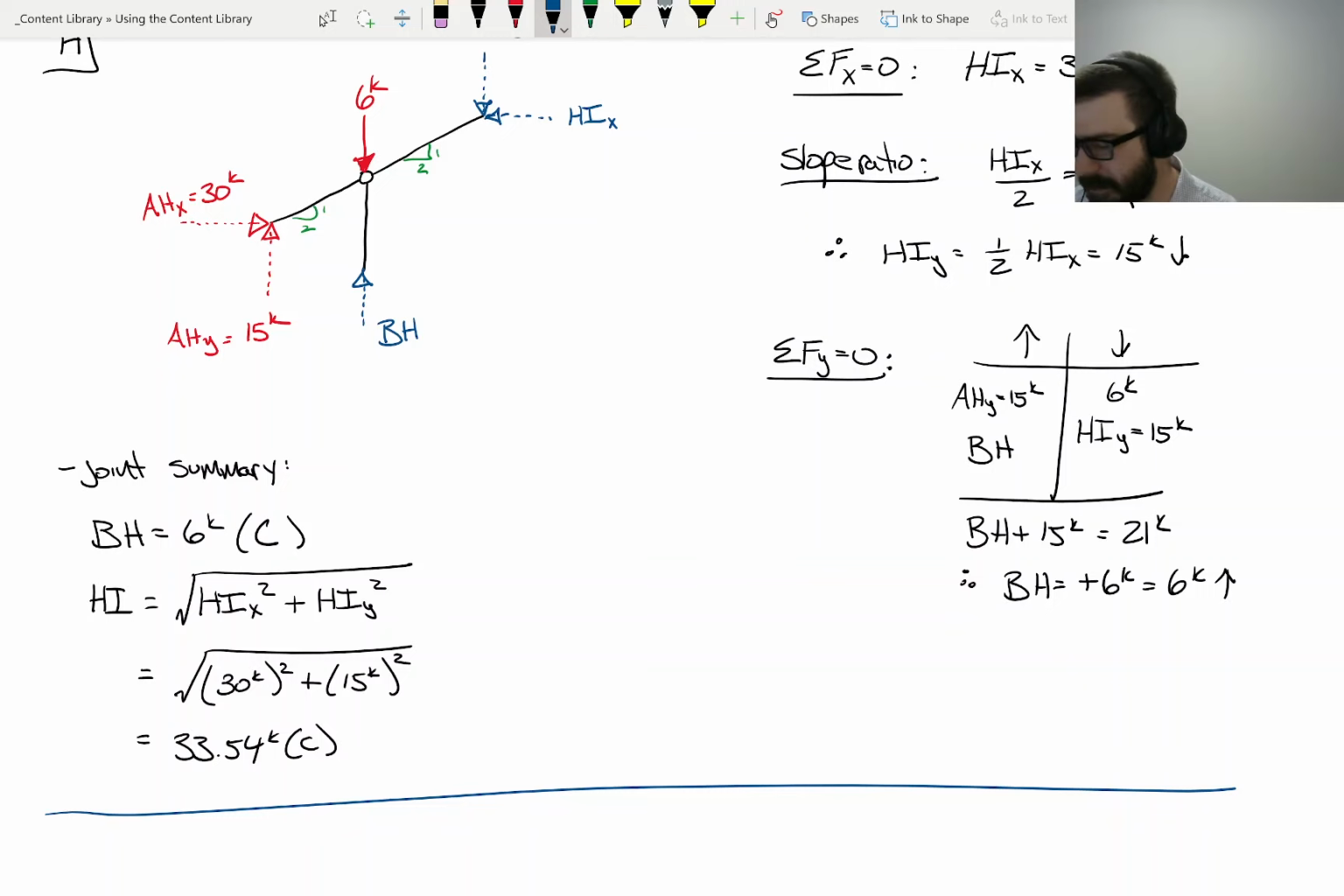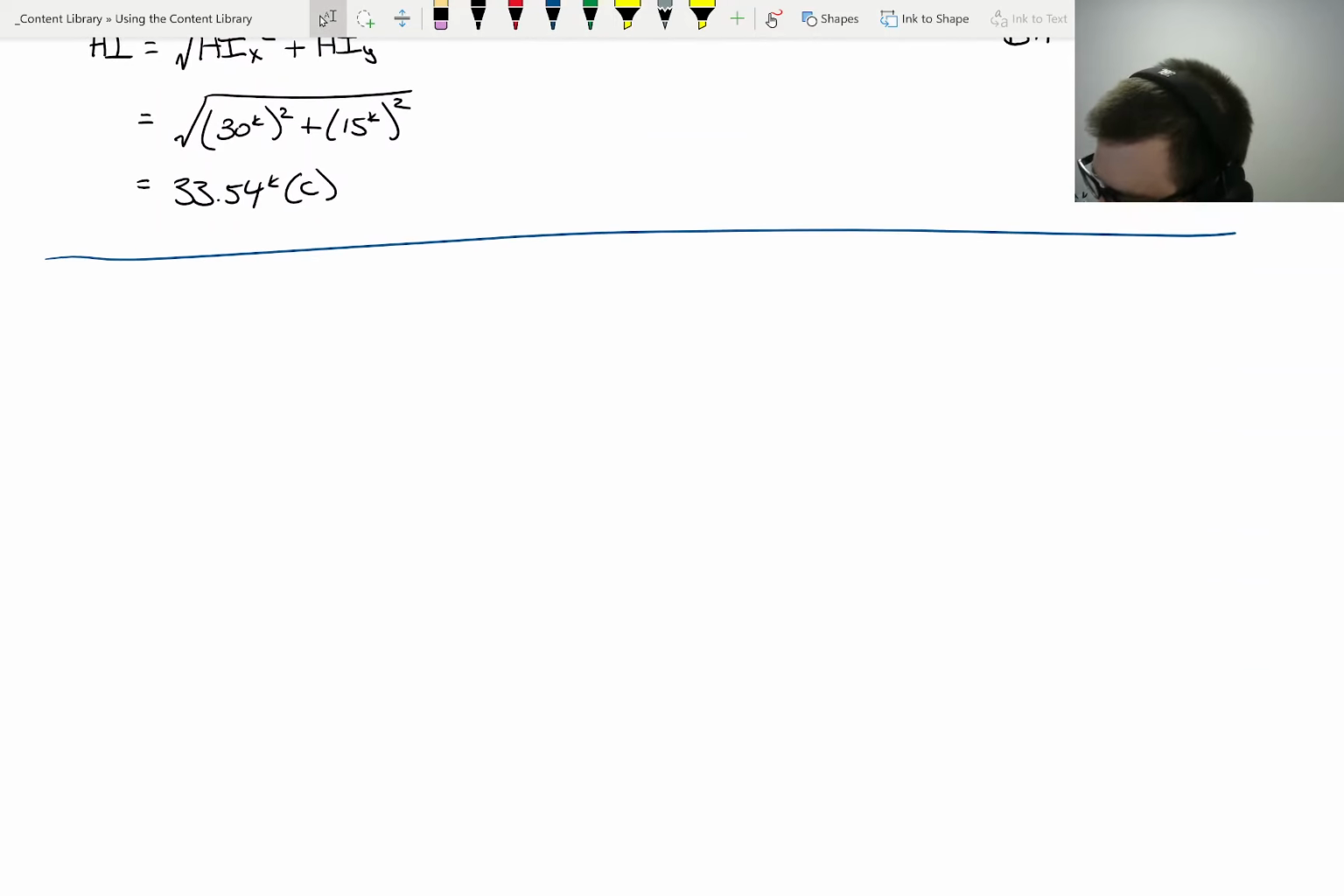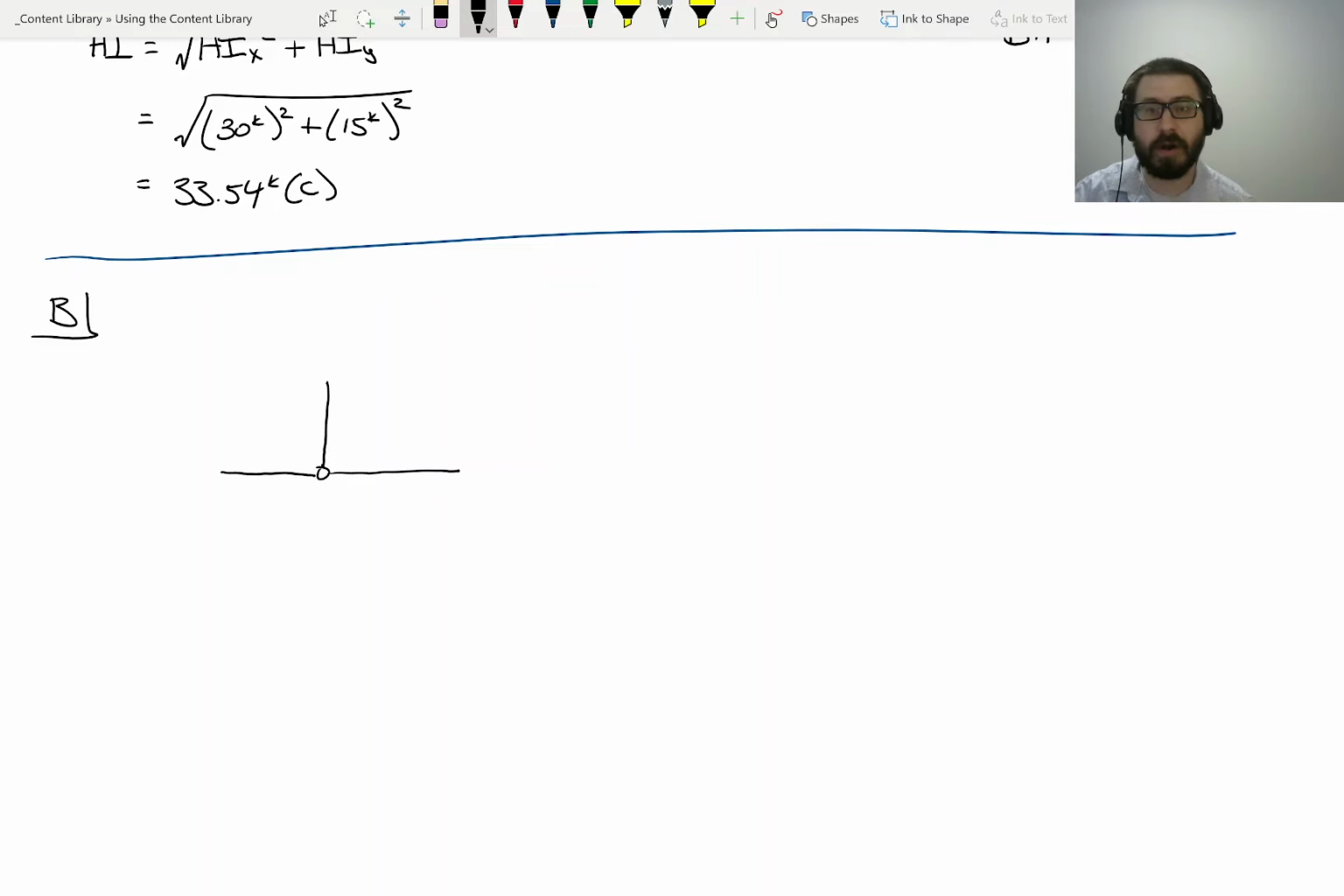Okay. And so we already agreed, again, on our joint analysis. So our joint analysis, we had joint A, B, H, I, C, D. So we're going to go to joint B. And again, if you need to go back and remember what the truss looked like, you go right ahead. I'm just going to go off of what I have here. So joint B, we'll put the joint right here. We have a horizontal member, a vertical member, a horizontal member. Now, there are no forces being applied to the joint, but we do have some unknown internals.